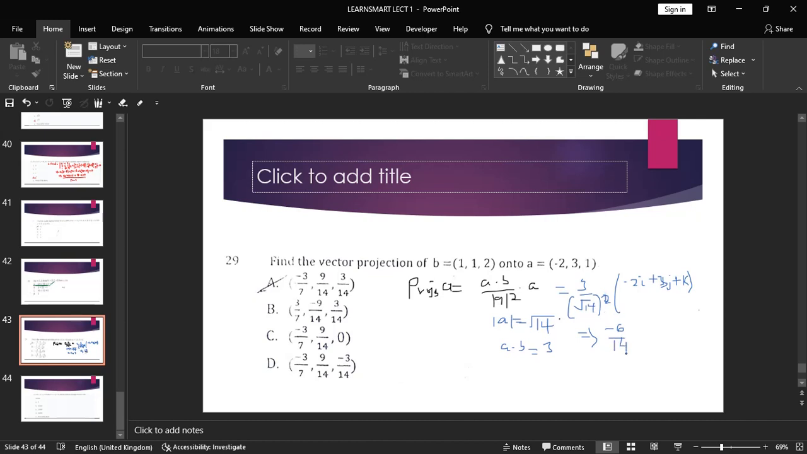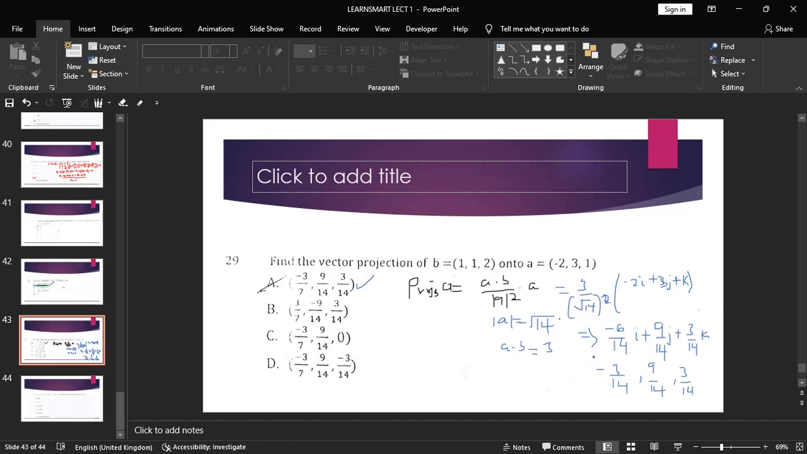14i, and you have 9 on 14j, and then we have 3 on 14k. So you can further simplify this. So this will give us minus 3 on 14. You can decide to omit the ijk. And we have 9 on 14, and then on 14. So you could notice that there's a final answer.